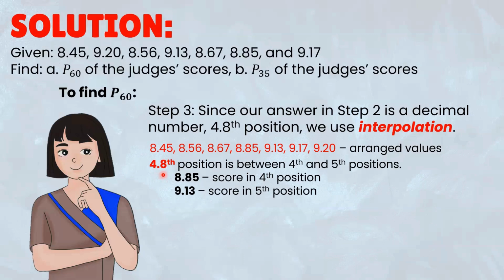Now, to get the score, which corresponds to the 4.8 position, we have to add the 4th score and the 0.8 score. So percentile 60 value is equal to 8.85 plus 0.8 times the quantity 9.13 minus 8.85.